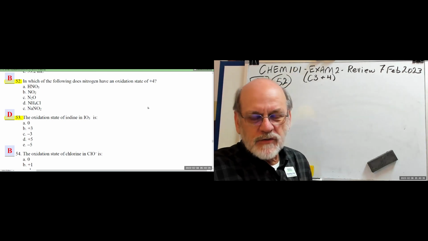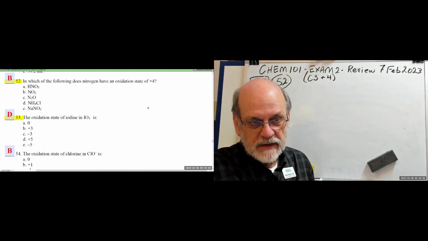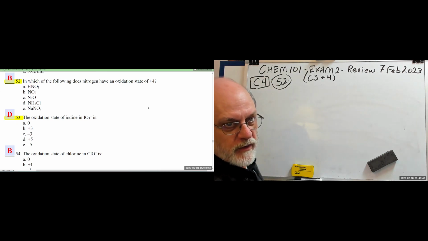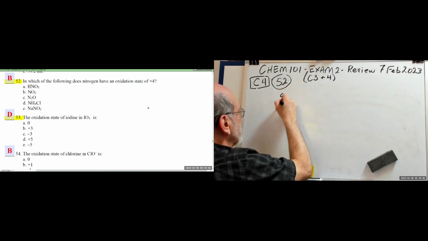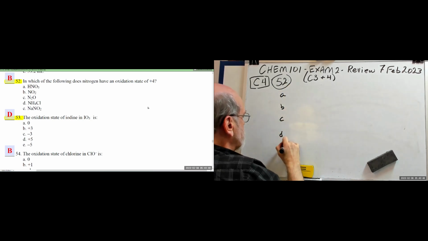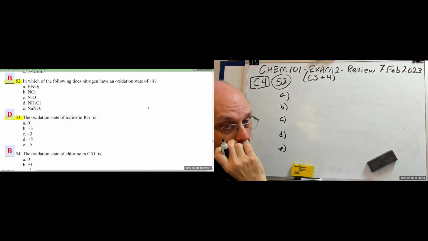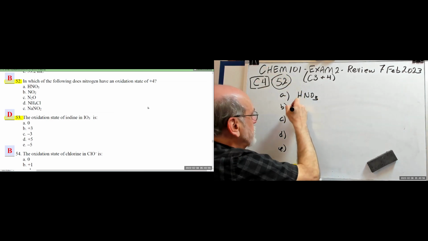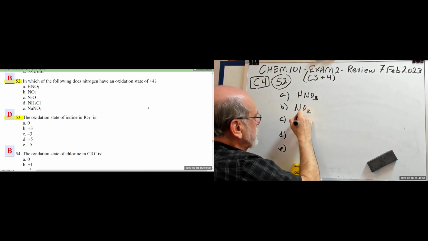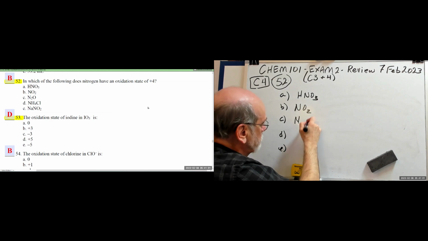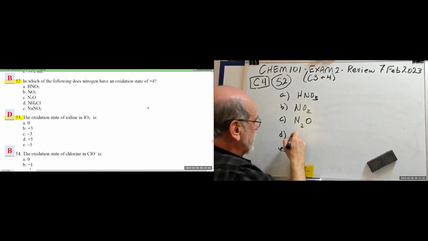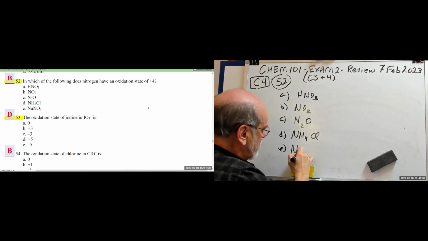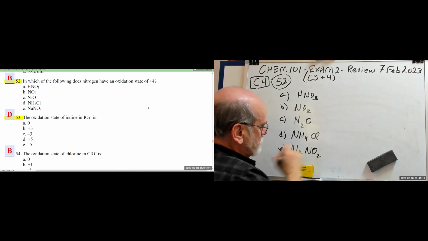In which of the following does nitrogen have an oxidation state of +4? So we might as well set these up and just slog through them. There's A, B, C, D, and E. So this one is HNO3, NO2, N2O, NH4Cl, and NaNO2.